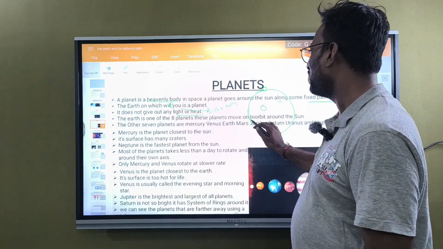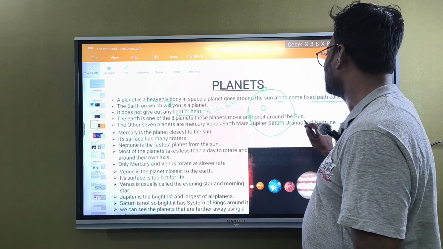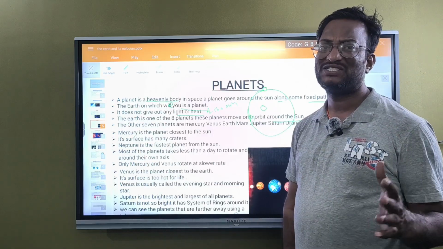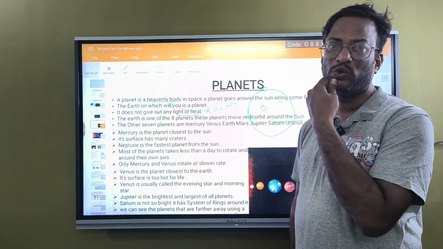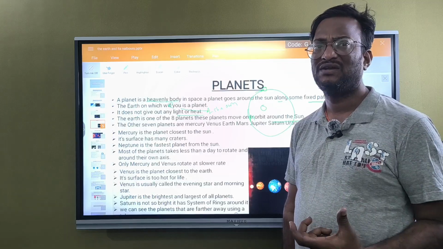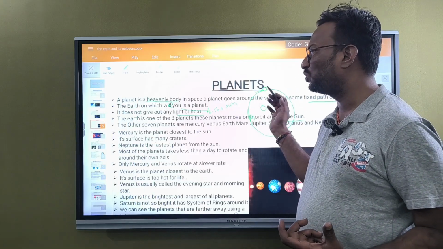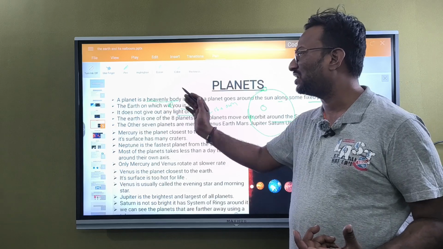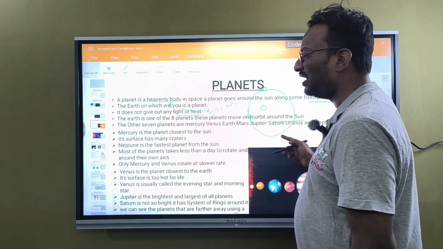The earth is one of the 8 planets. These planets move on an orbit around the sun. There will be 8 planets. Generally, before that we have considered Pluto as a planet. But Pluto is now considered as a dwarf planet. Now it is not considered as a planet. So except Pluto, we are having 8 planets. In that, Earth is also one of the planets, which moves on an orbit around the sun.